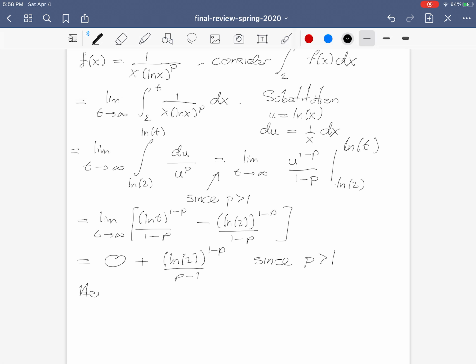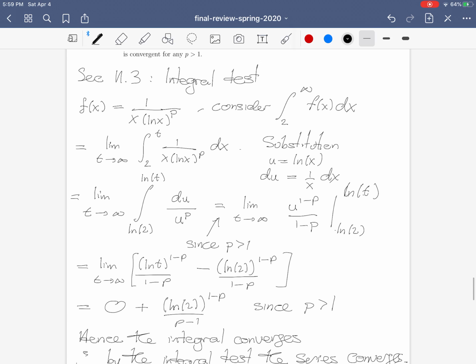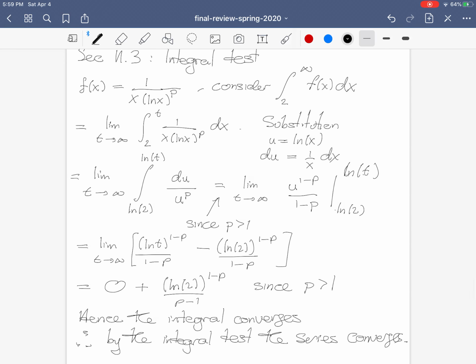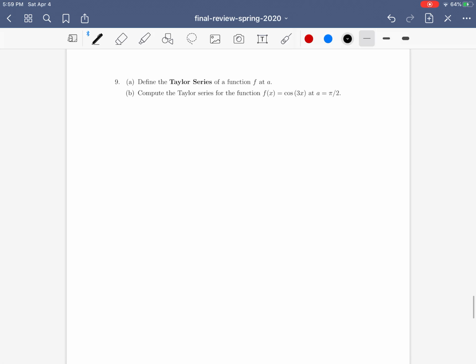So hence the integral converges. So therefore, by the integral test, the series converges. Okay, so let's move on.